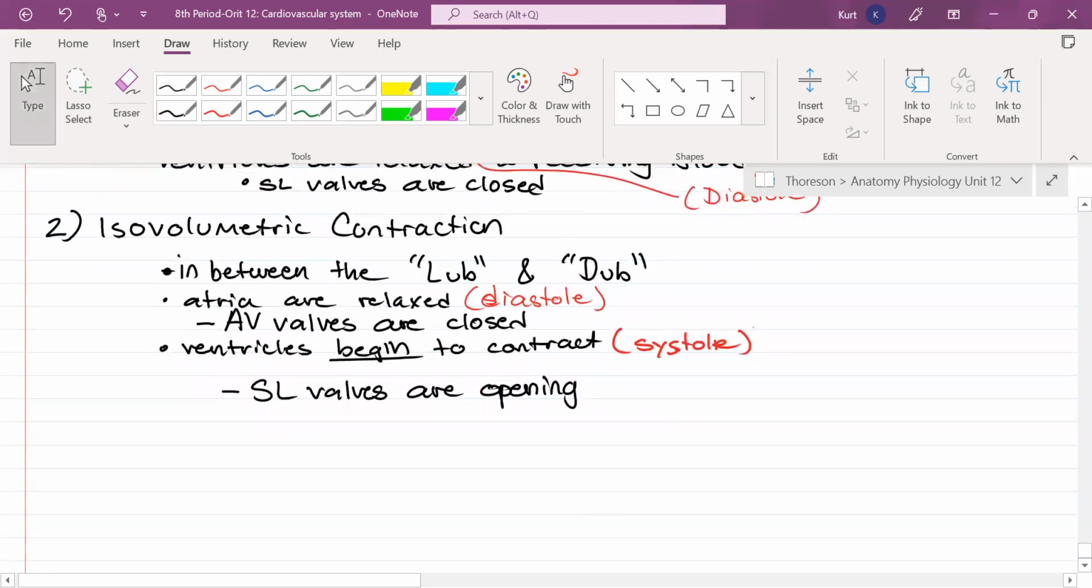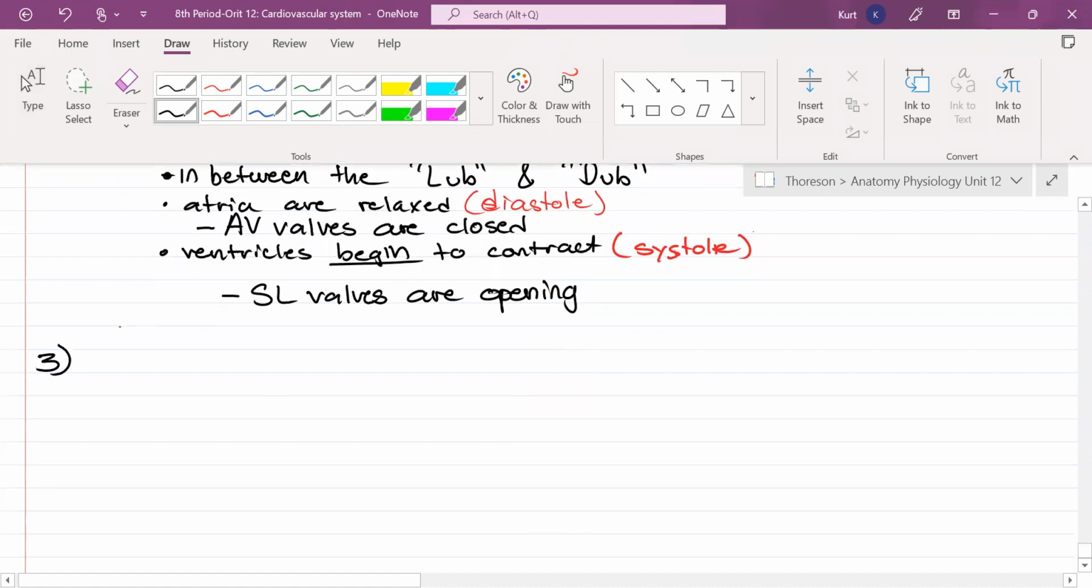So this is a split second. It's in between the lub and the dub. Okay, step 3. These next two are really quick. Ventricular ejection.